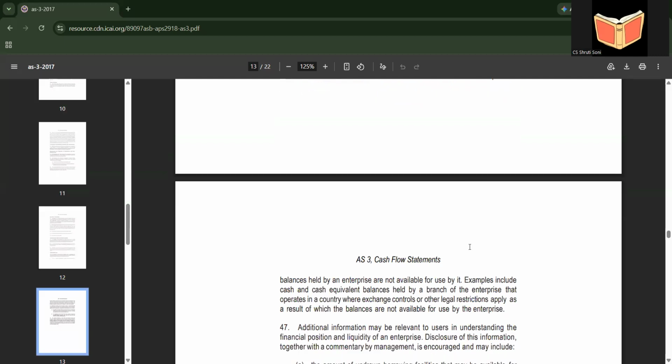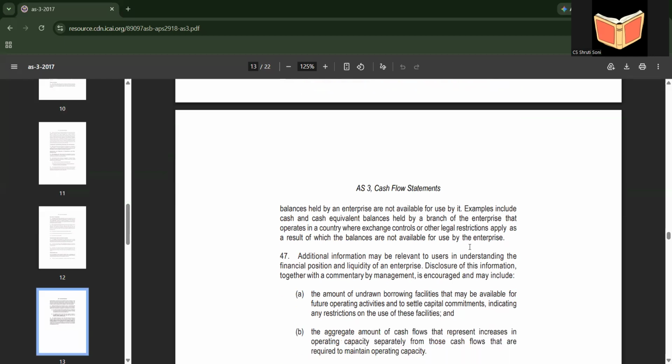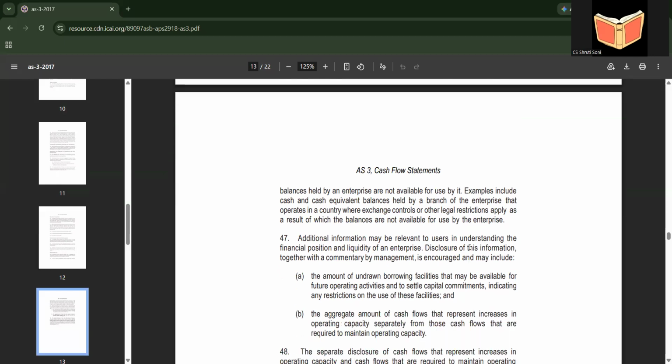One example given here is where cash and cash equivalent balances are held by a branch that operates in a country where exchange controls or legal restrictions apply, as a result of which you cannot use the balances. Then there might be certain additional information which you might need to give to the user so that they can understand the financial position and liquidity. This information, along with the commentary, is where management is encouraged.